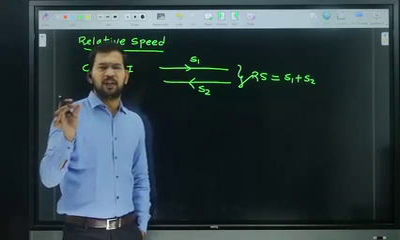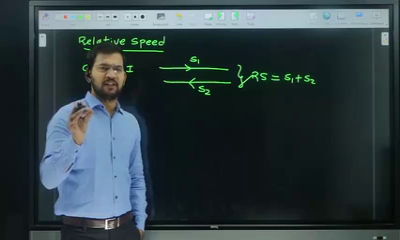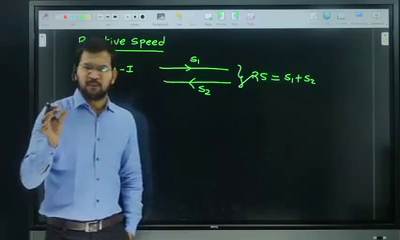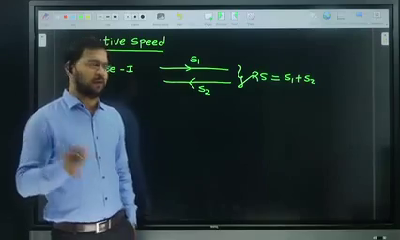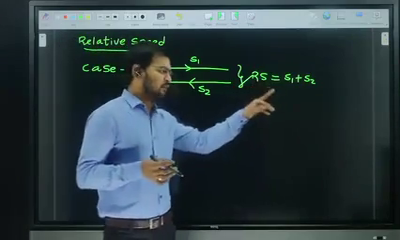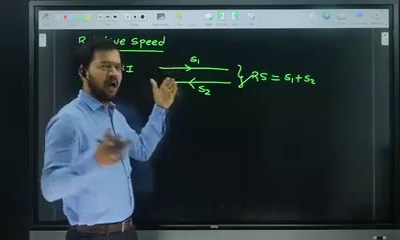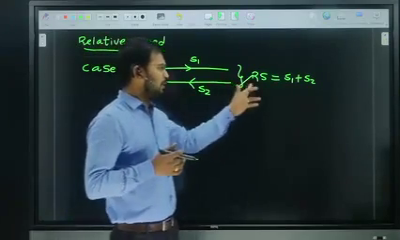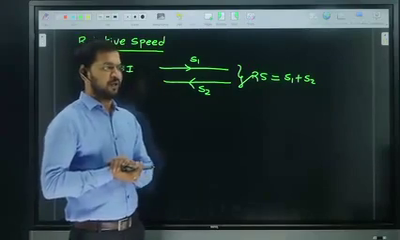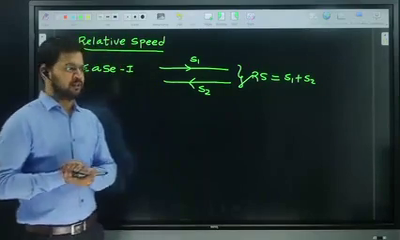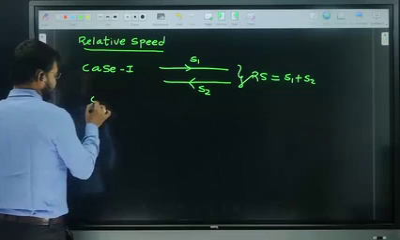Whenever two objects are in motion simultaneously, at the same time, in that case we take the relative speed. In the first case, whenever those two objects are traveling in the opposite direction, the relative speed of them is equal to the sum of their speeds.